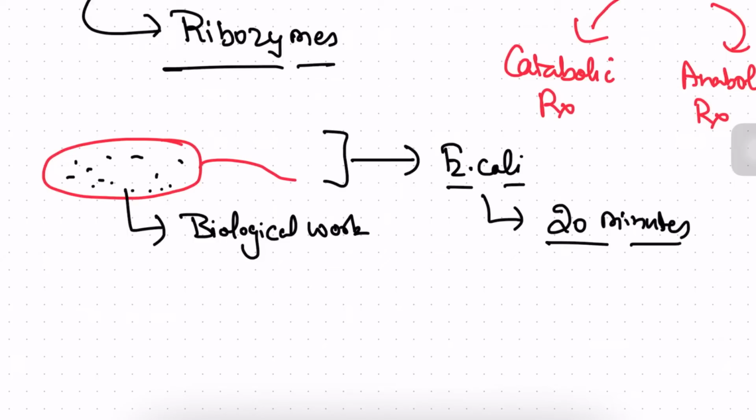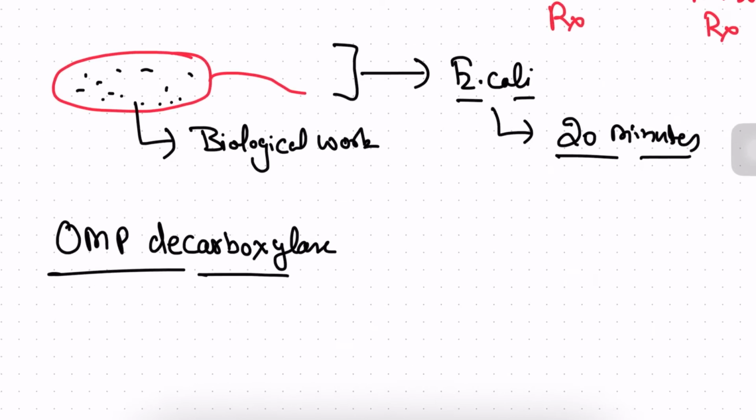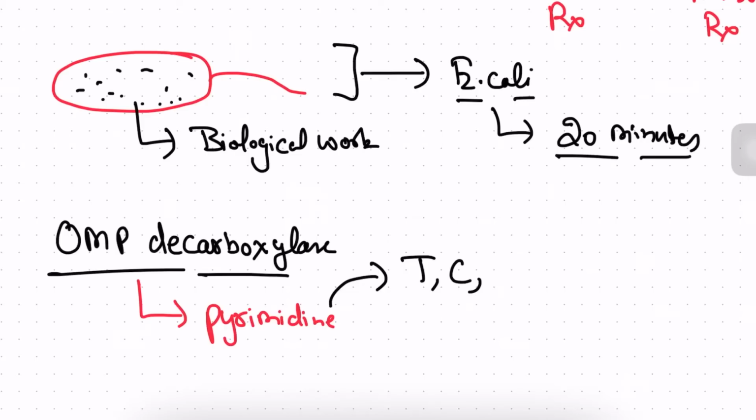Here I just want to give you one example. Within the bacteria you are going to have one enzyme, OMP decarboxylase. This enzyme is responsible for synthesis of pyrimidines. Hopefully you remember purines and pyrimidines. This enzyme, OMP decarboxylase, is responsible for synthesis of pyrimidines, thymine, cytosine, uracil, and later these will be incorporated within RNA, or you can say DNA.